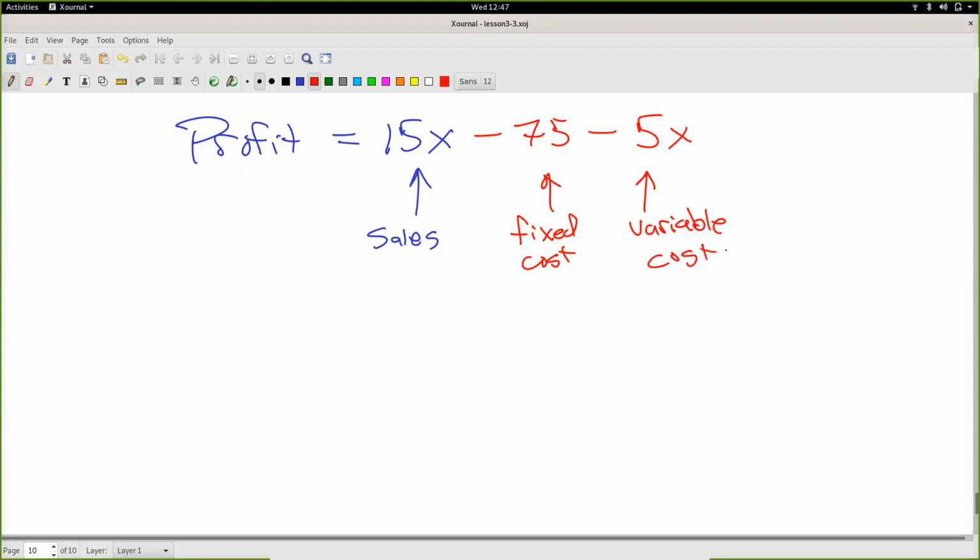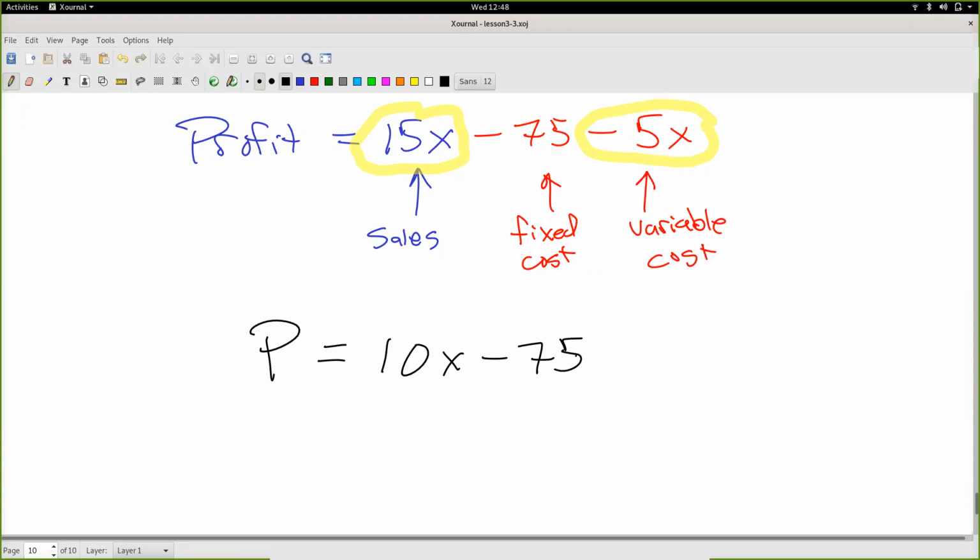Now, hopefully in a previous math class, you learned about cleaning up things like this. I have what are called like terms here. Because the 15X has an X in it and the 5X has an X in it, those can go together. So 15 X's take away 5 X's leaves me how many X's? 10 X's, yeah. So I can rewrite this: P for profit is equal to 10X minus 75.